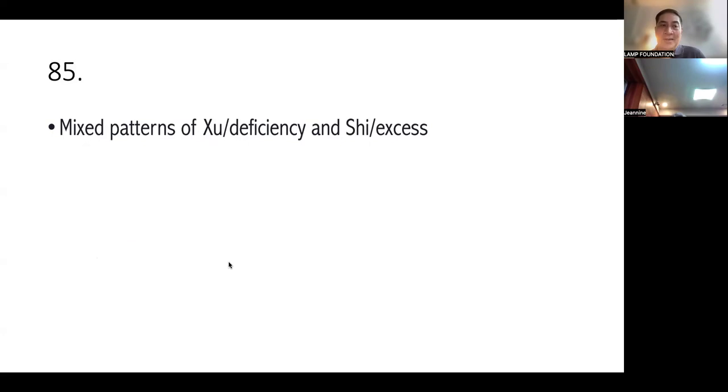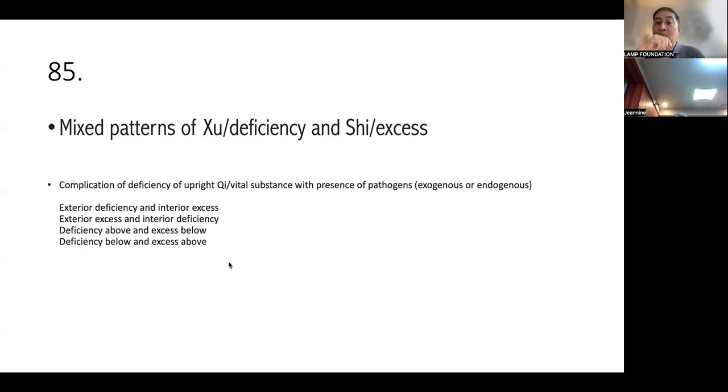Sorry. Okay. What is this, Ma'am Mary? Yes, a complication of deficiency of upright chi, vital substance, with presence of pathogen, exogenous or endogenous. So this one is really complicated. Tingnan nyo ha, exterior deficiency and interior excess. Andito na po lahat. Sa totoo lang, if you know these things, you won't be surprised anymore. So exterior deficiency, interior excess, this is possible. This is a diagnosis.